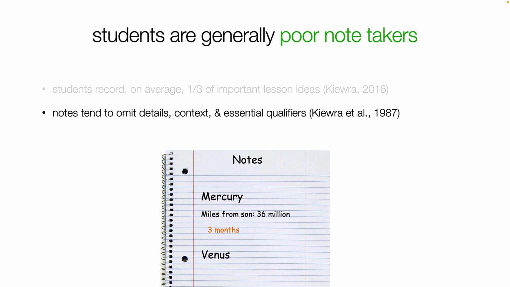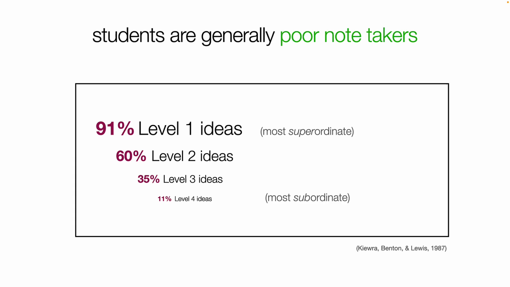Kiewra's research shows the more subordinate the lesson ideas are, the less likely students will record them in their notes. Here we can see a representation of what participants in one study captured in their notes according to the hierarchy of ideas. The researchers found that the most superordinate level ideas were recorded at 91%, but the more subordinate ideas were, the less likely they were to be noted. And we can apply this to a concrete example.